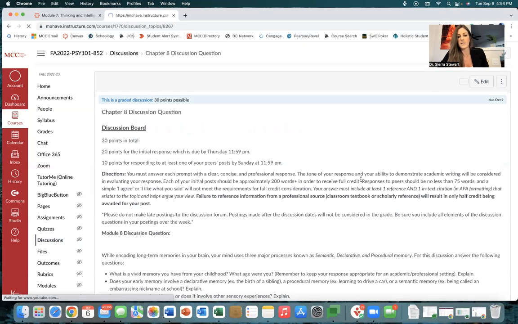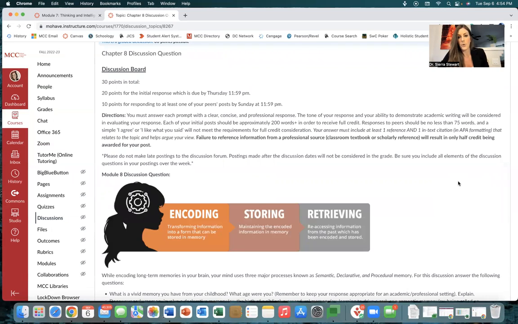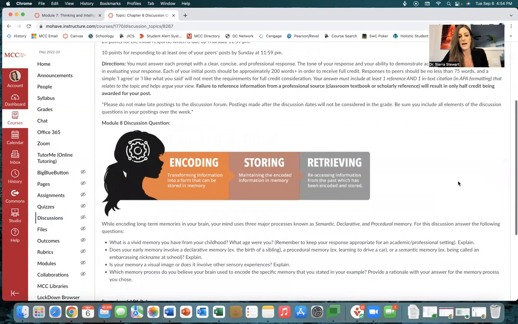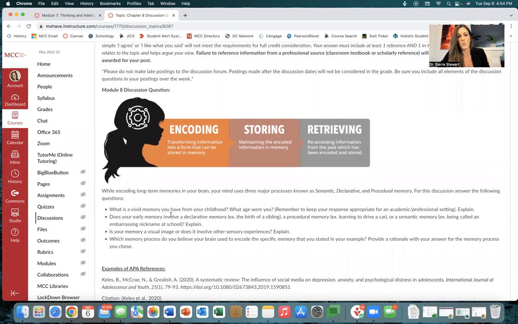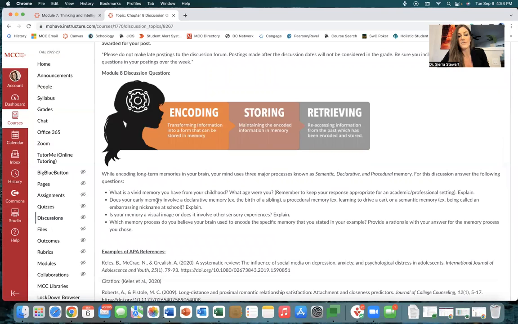For your discussion question, I wanted to go over this with you. We're going to be talking about different types of memories, and that includes how we encode our different long-term memories in your brain. So we have 3 different processes: semantic, declarative, and procedural memories. For this discussion, I want you to think of a vivid memory that you have from your childhood. If it's something that you don't want to share, then do not share it. You can pick any childhood memory, and if you don't want to share a childhood memory, you can share something from a couple of years ago, fine. Just have a vivid memory that you can remember, and I want you to share that.